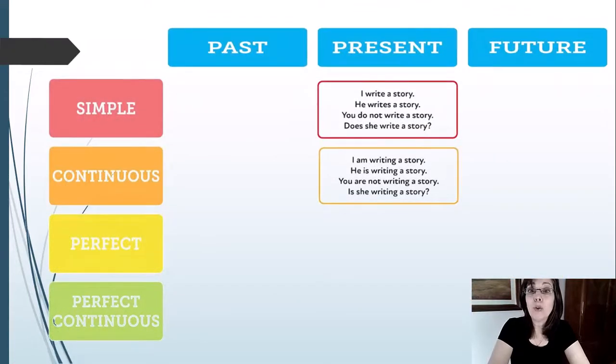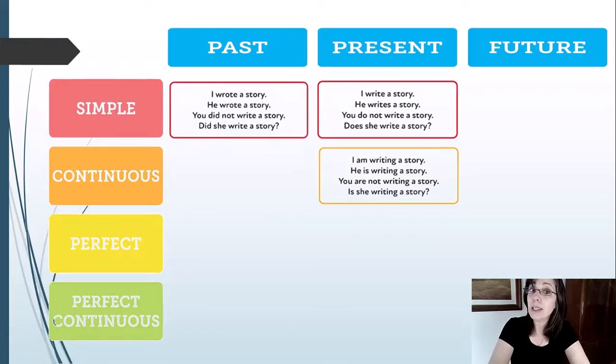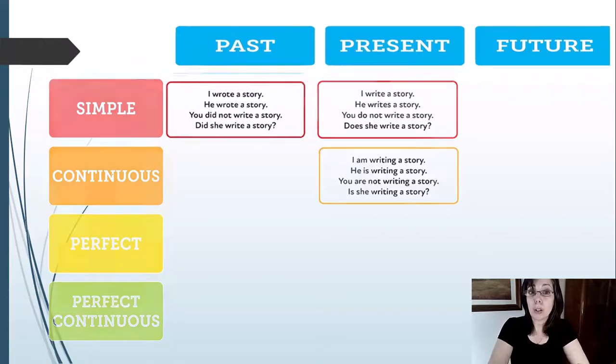Okay, let's move on to the next tense. But it's not a present form. Now we go to the past, simple past. In Spanish, this would be escribí o escribía. Because in English, we don't have that difference here. Yes? He wrote, I wrote.